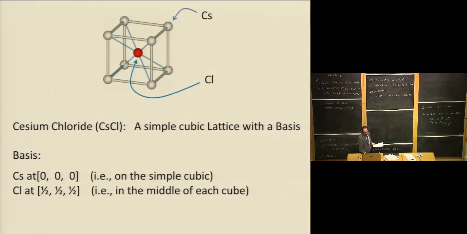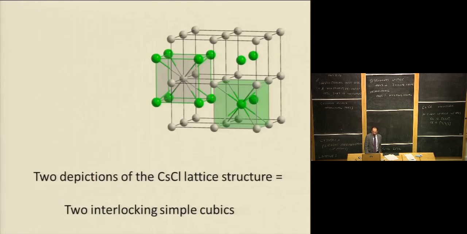What we get looks like this: the cesiums on the corners of the unit cell and the chlorine sitting in the center of the unit cell. But that's kind of arbitrary that we chose it that way. Here's another picture of the same structure. The cesiums are white and the chlorines are green here. Here's the unit cell we were just discussing, with cesiums on the corners and chlorine in the center. But one could just as well have chosen this as the unit cell, with the chlorines on the corner and the cesium in the center.